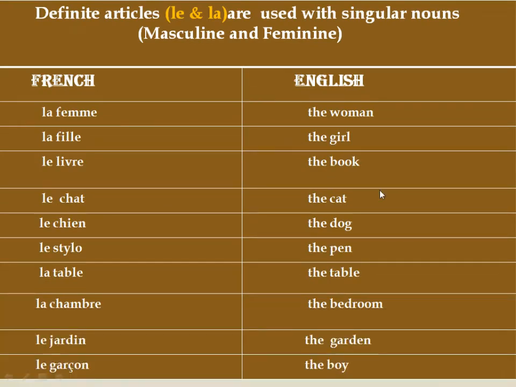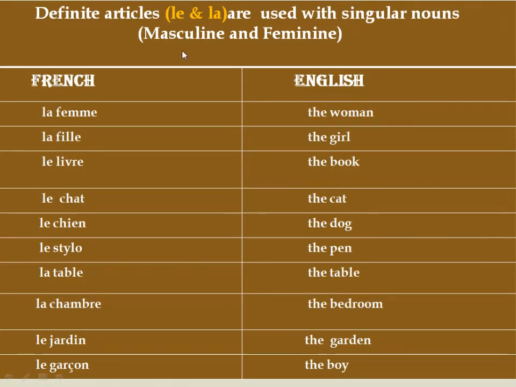Now there are some examples of definite articles which are used with singular nouns, masculine and feminine. La femme, the woman. La fille, the girl. Le livre, the book. Le chat, the cat. Le chien, the dog. Le stylo, the pen. La table, the table. La chambre, the bedroom. Le jardin, the garden. Le garçon, the boy.